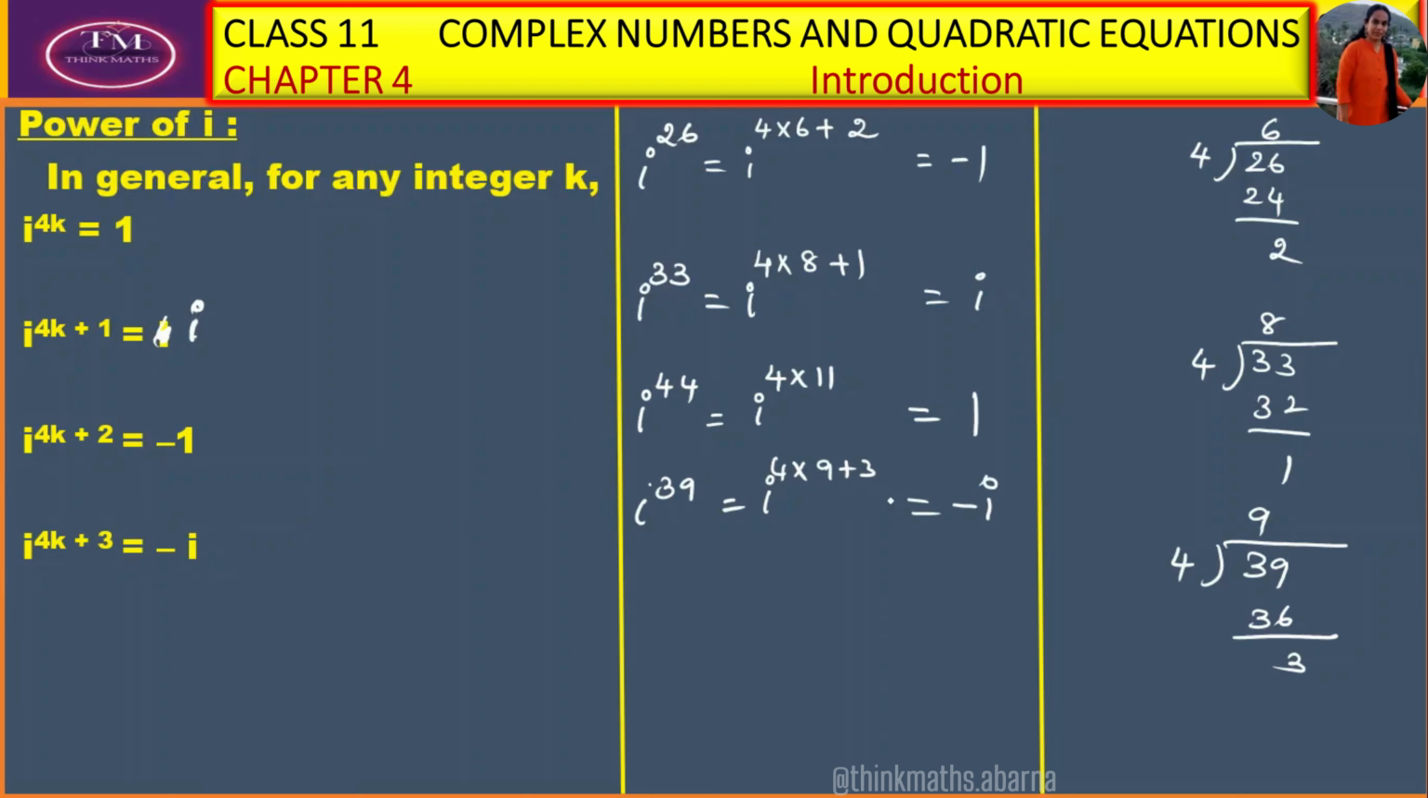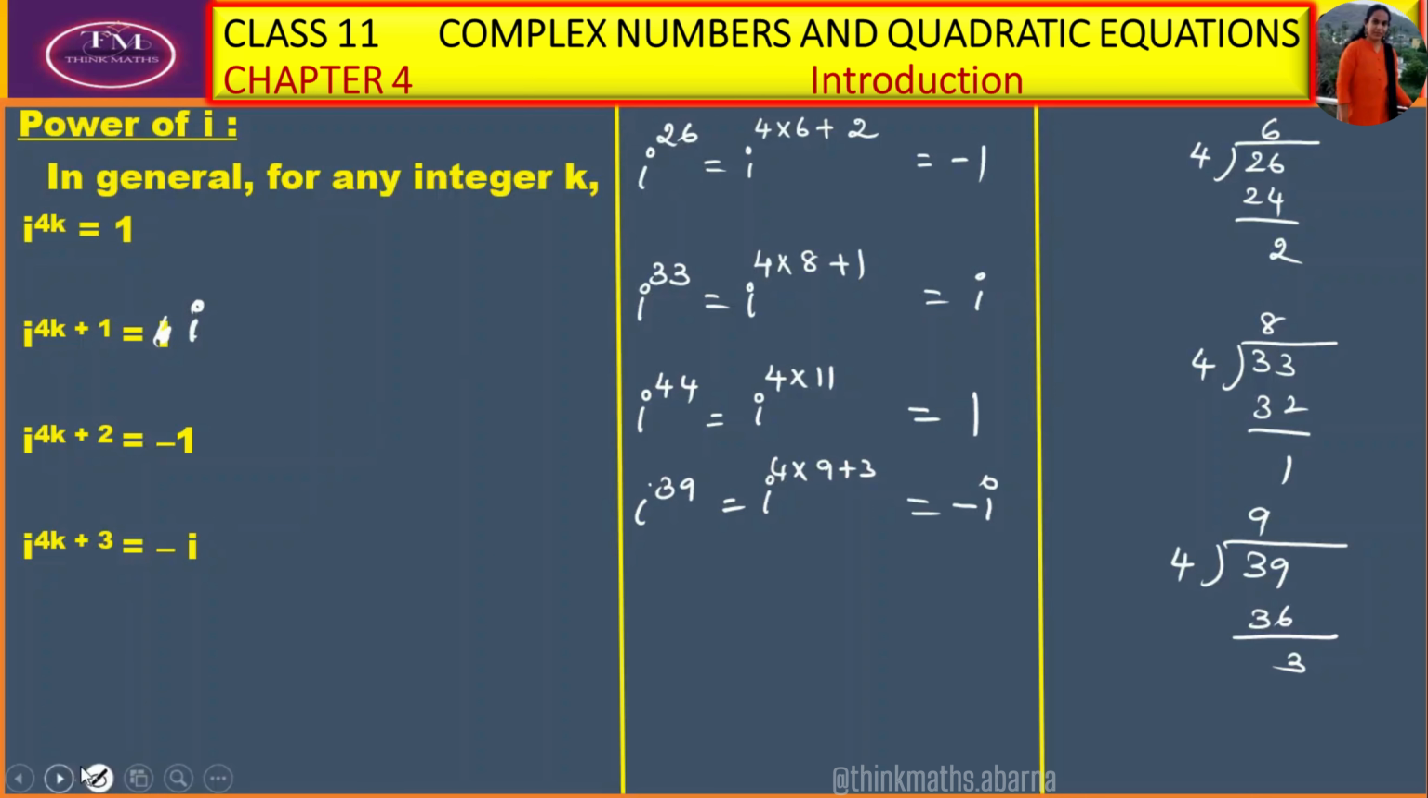After that we do not need more. i power 4k plus 4 is nothing but 4k, since it is divisible by 4. So only for these 4 values you should remember the powers. i power 4k is 1, i power 4k plus 1 is i, i power 4k plus 2 is minus 1, i power 4k plus 3 is minus i. If you remember these 4 values, you can easily find all the powers of i. Okay children, clear?